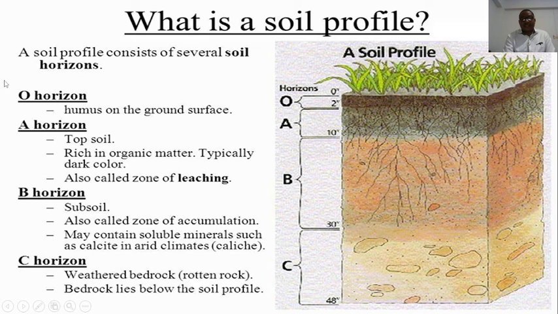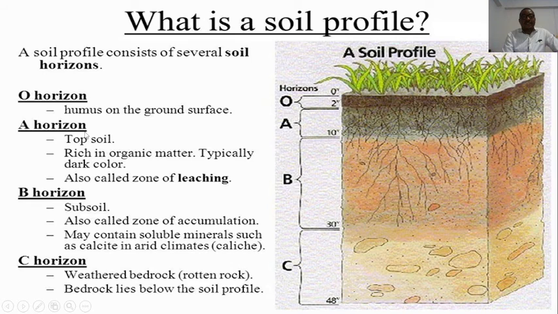Now let's start with the O horizon. The O horizon is basically humus. And we said humus is the one that comes from decayed organic materials, that is, organic materials from dead plants or dead animals. So the humus that forms on the ground surface forms on the O horizon. Now the next horizon is the A horizon.